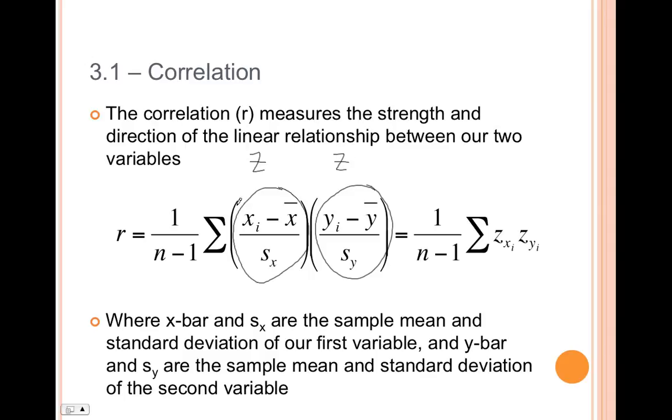This is a z-score for the x-coordinate of one of my points. This is the z-score for the y-coordinate of that point. So basically, I'm averaging together the product of the z-scores in the x direction with the z-scores in the y direction. Again, you do not need to know this, but I do want you to see where this comes from. Correlation and z-scores are very closely connected.